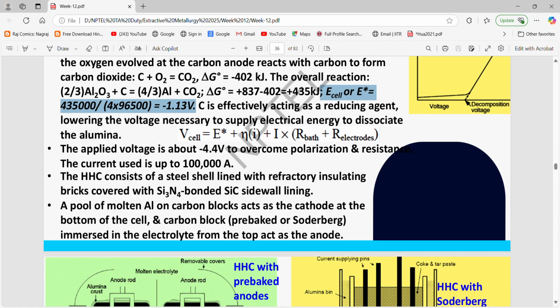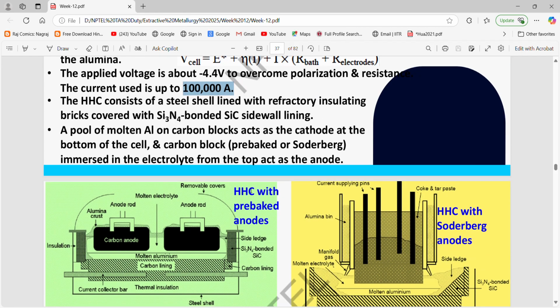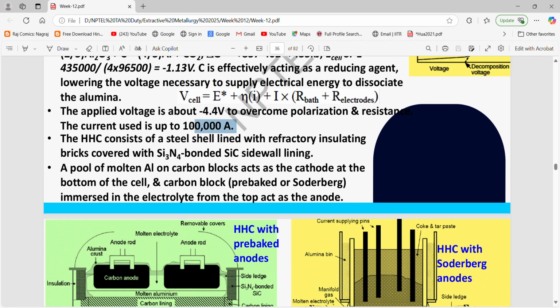The applied voltage is about minus 4.4 volt to overcome polarization and resistance. The current goes up to 1 lakh ampere. So this much higher current is required during the Hall Héroult process. The Hall Héroult cell consists of a steel cell lined with refractory insulating bricks covered with Si3N4 bonded SiC sidewall lining. So as we can see, this much high amount of current is required for the Hall Héroult process.